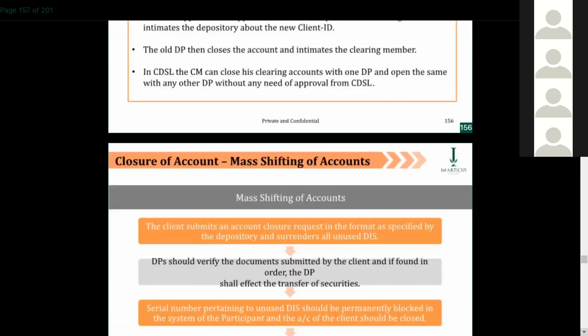Now there can be mass shifting of accounts. We have seen that in case the registration of the DP expires and he cannot maintain the account, there will be mass shifting of accounts.